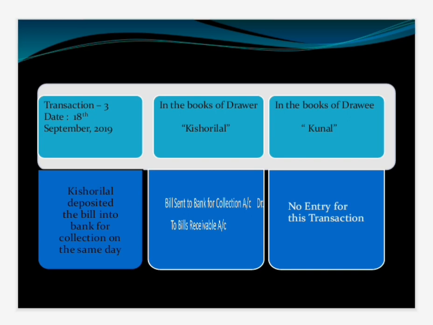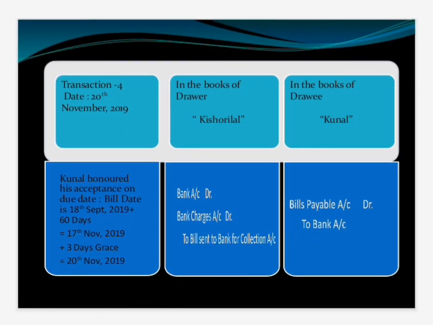Go to the third transaction. Kisharilal deposited the bill into bank for collection on the same day, on 18 September 2019. So in the books of drawer, Kisharilal, we have to debit bills sent to bank for collection account and credit bills receivable account. And in the books of drawee, Kunal, there will be no entry because the transaction is between the drawer, Kisharilal, and the bank. This you have to remember.